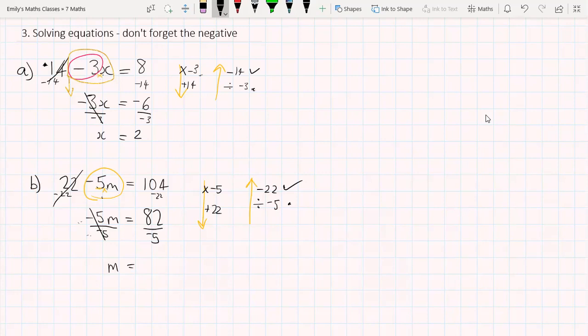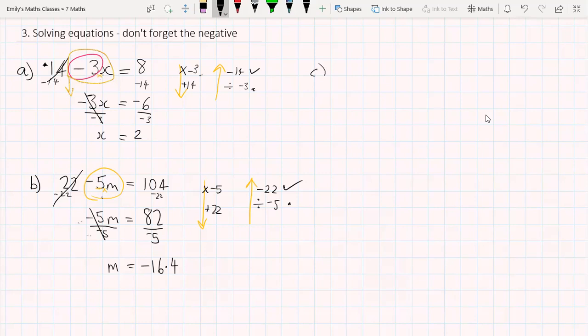Minus 5, which will give us minus 16.4, or you could write that as a fraction as well. So you can use your calculator to get that if you don't want to do it in your head. So that one doesn't have a whole number answer, and that's fine. Sometimes that will be the case.